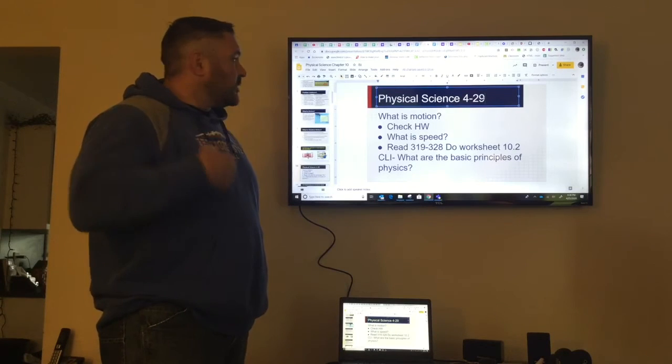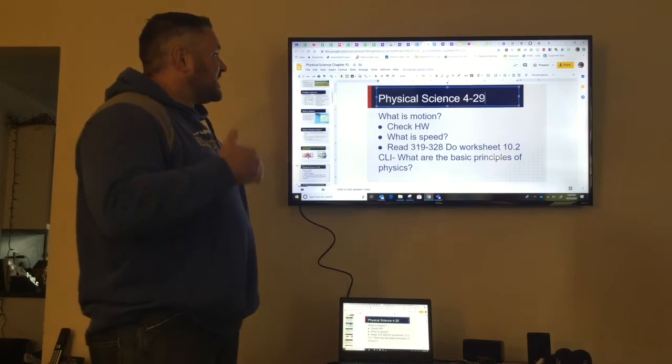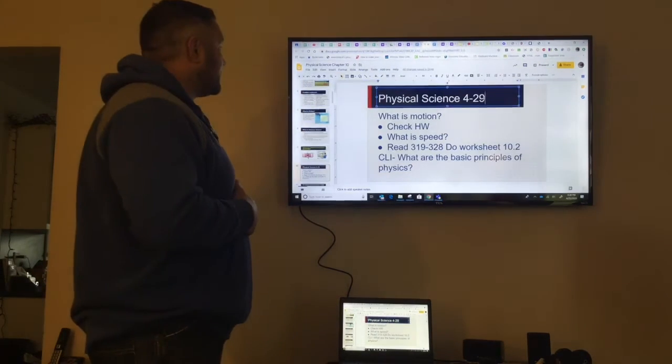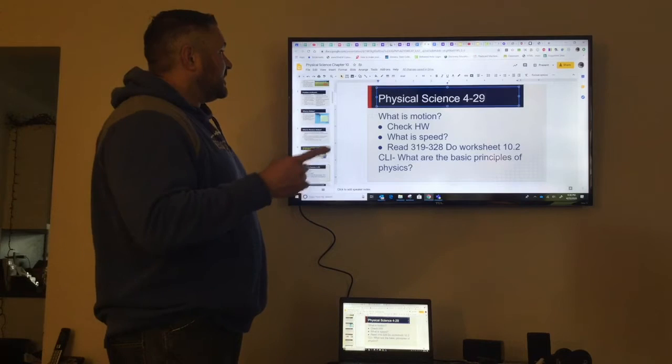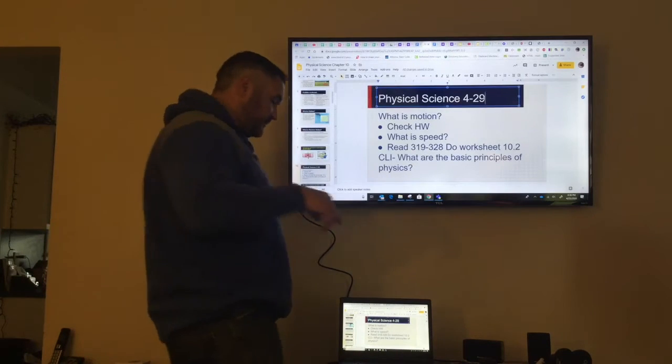Hi, 8th graders. Mr. Hescock's back with your next lesson on chapter 10, section 2. We're going to start talking about speed and velocity today. The first section was all about what is motion. Motion is change in position.